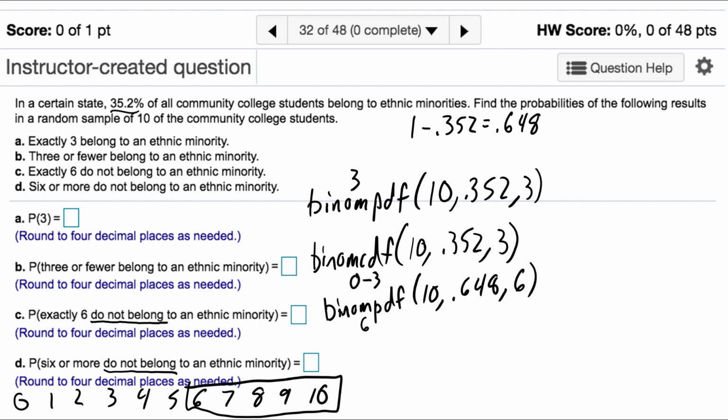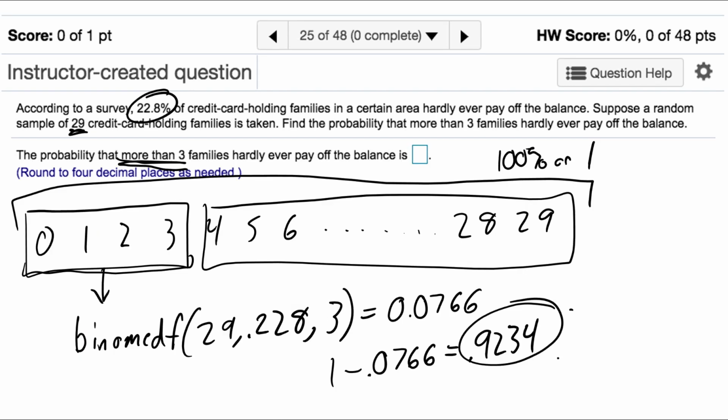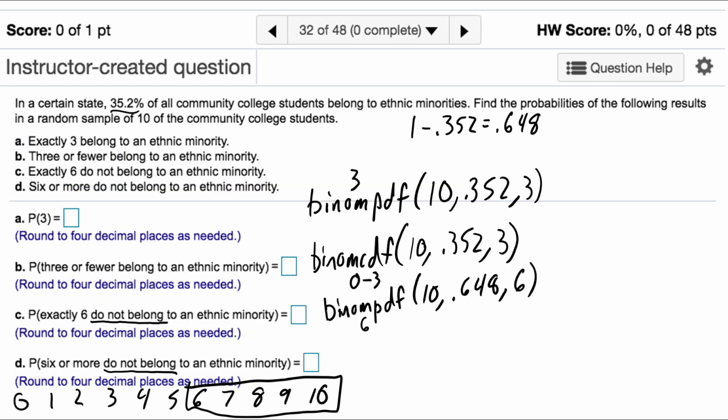On these problems, I really recommend writing out the numbers like this. You don't necessarily have to write out all of them like on the last problem. I didn't write out all 30 numbers between 0 and 29, but I wrote out some of them. And it really, really helps to be able to visualize so that you can see what it is that we want, what it is that we don't want.